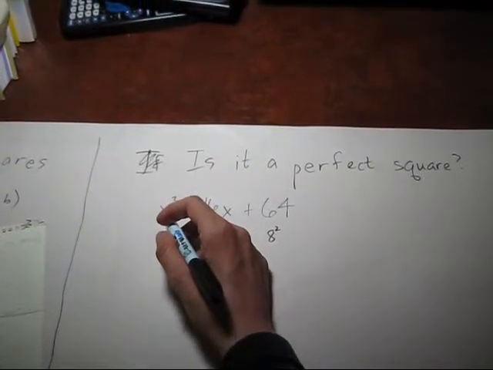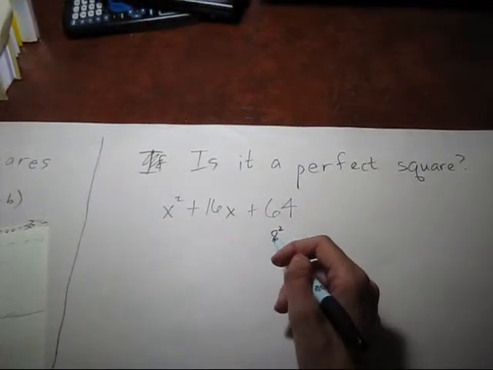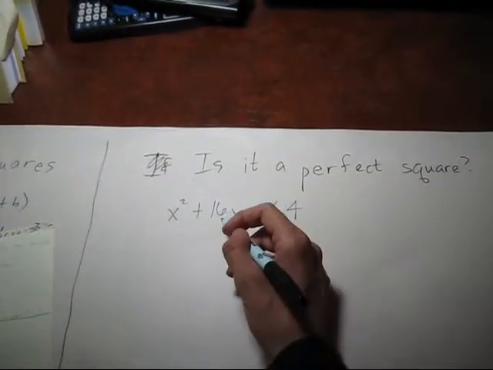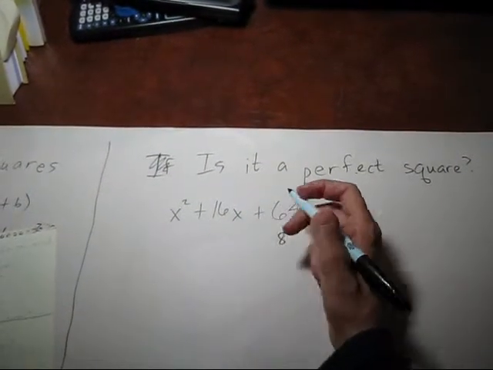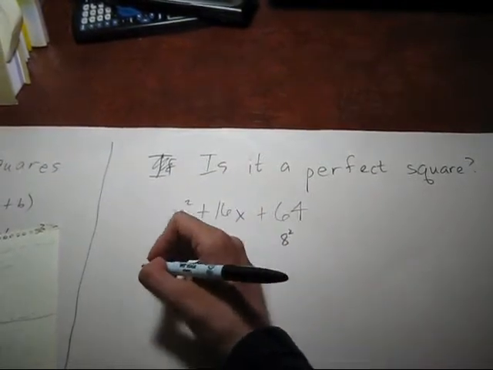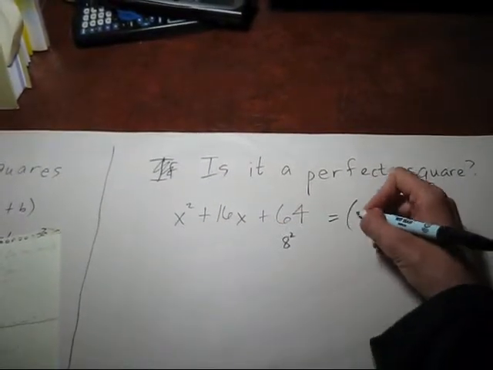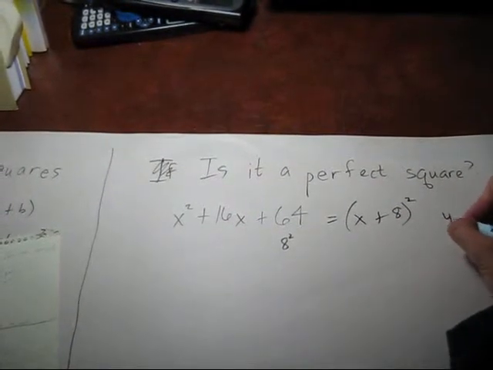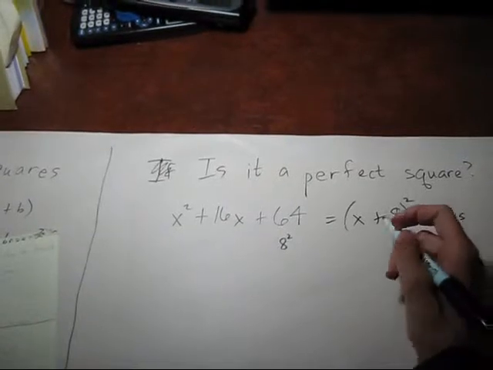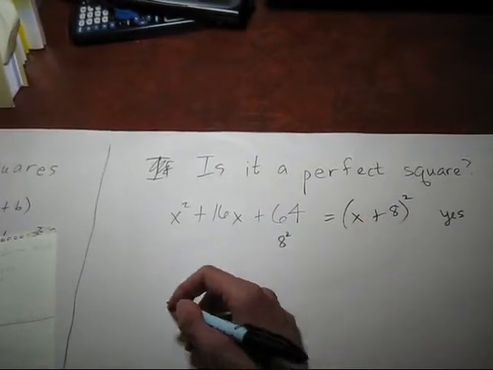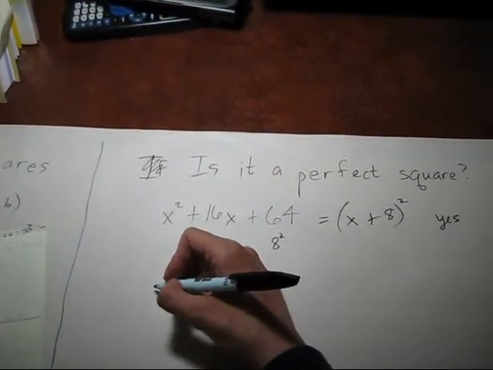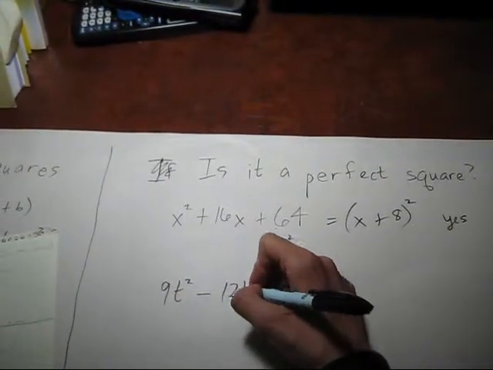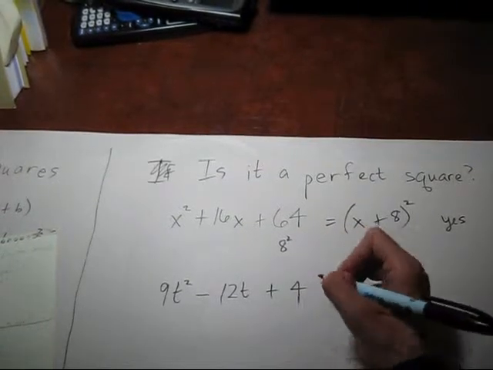Our first one is just our x. So if we took x times 8 and doubled it, do we get 16x? Yes. So this actually is x plus 8 quantity squared. It is a perfect square. And if you are not sure, FOIL this back out and check. Let's do another one. 9t squared minus 12t plus 4.